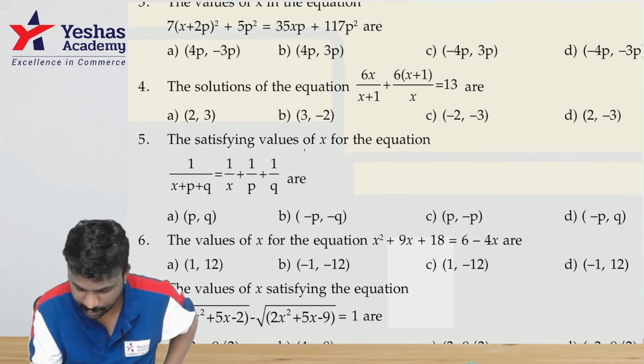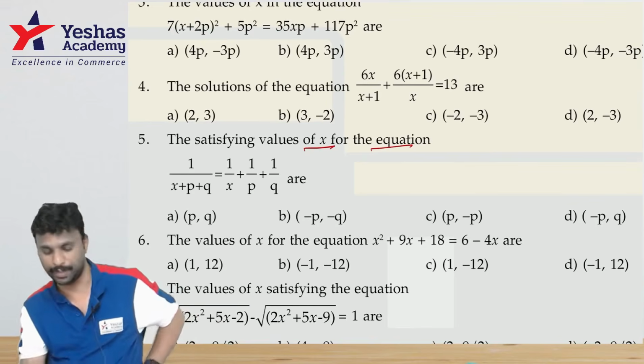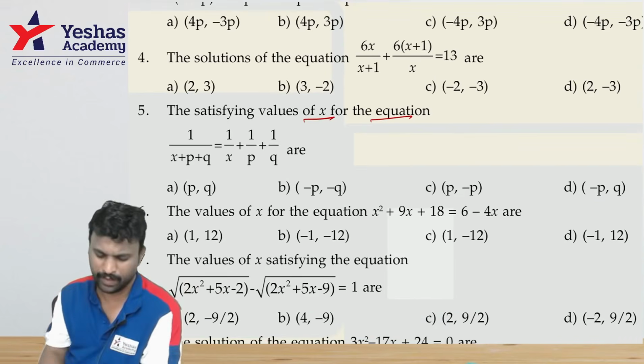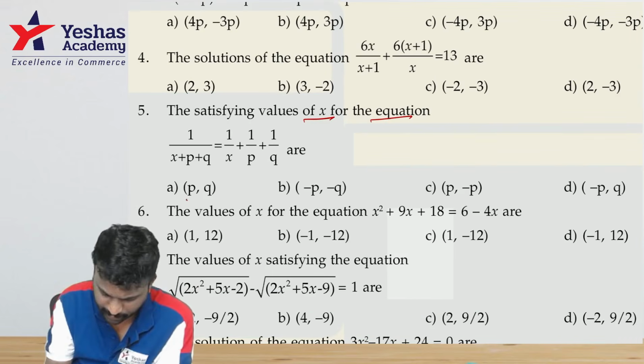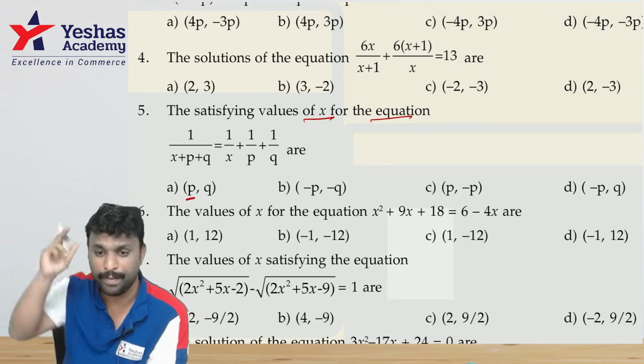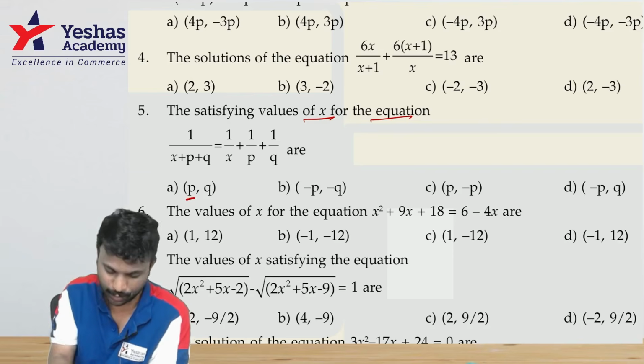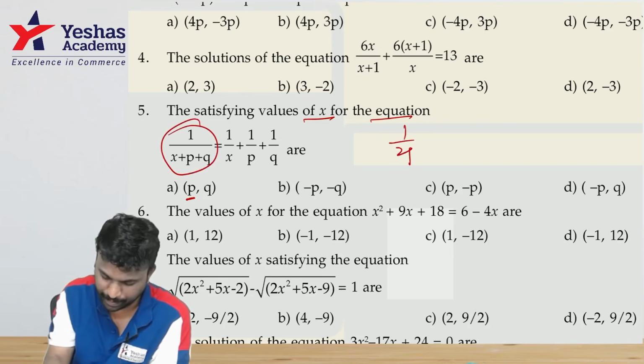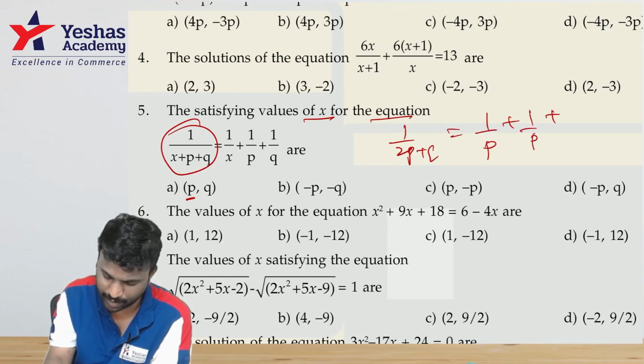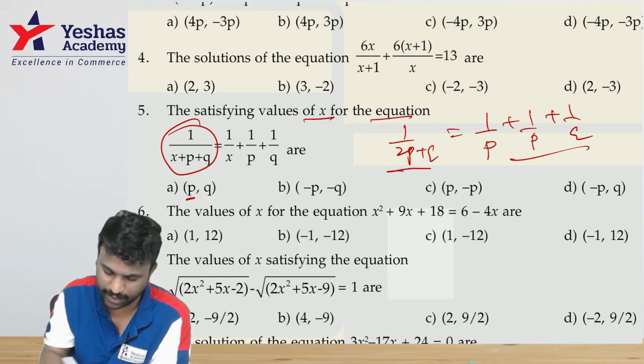The satisfying values of x for the equation. Guys, where are x values? Guys, if I plug x value as p, first of all, 1 by p plus q is 1 by p plus 2p plus q, right? 1 by 2p plus q. But on the right hand side, 1 by p plus 1 by p plus 1 by q. Definitely they are not equal.